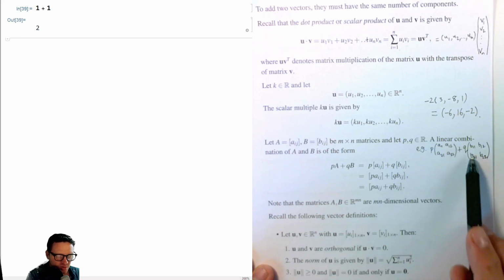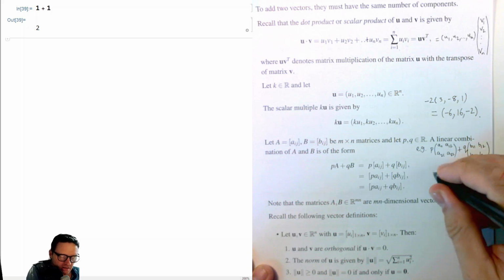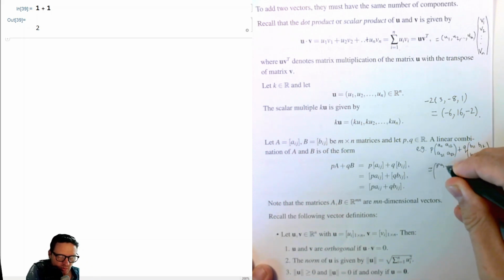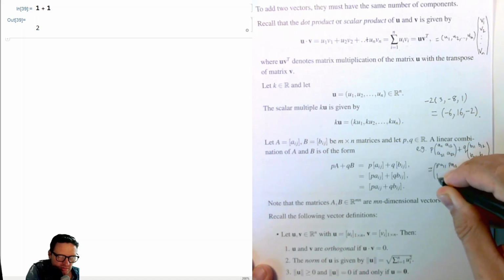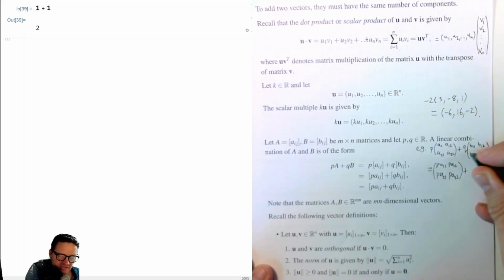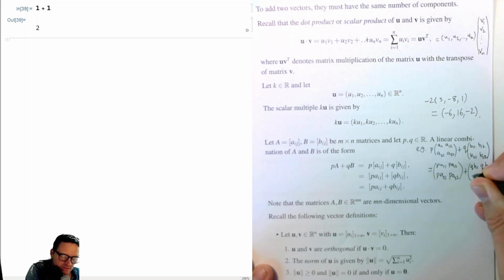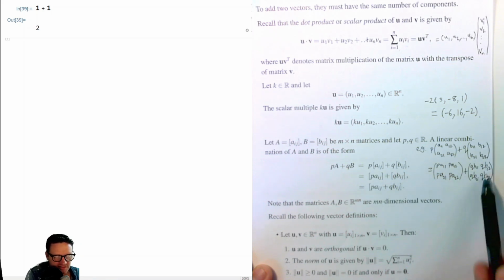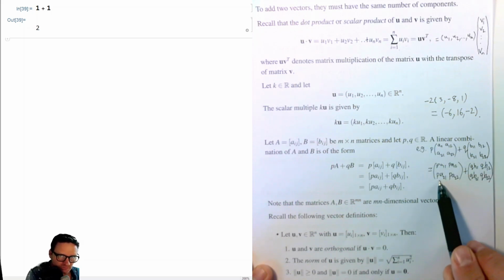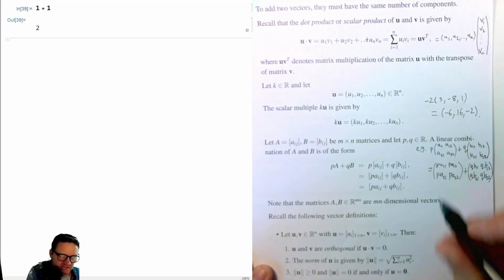Okay, now let's take this product. So this is this first line. The second line says multiply P times every one of these entries. So we have PA11, PA12, PA21, and PA22. Do the same with this: QB11, QB12, QB21, and QB22. Okay, so that's what this is. This is an abbreviated form of this. And now what's happening in this line is we're just adding the components, keeping those in the same position within those matrices.